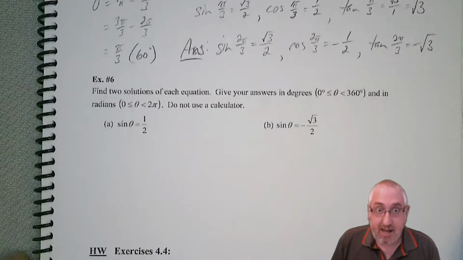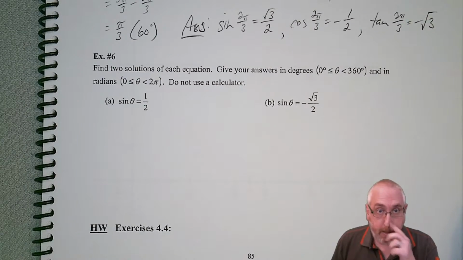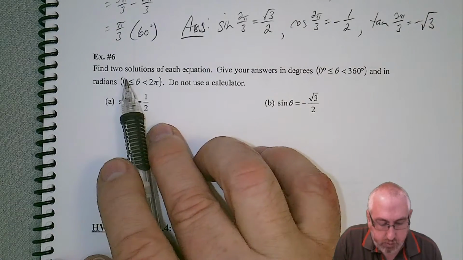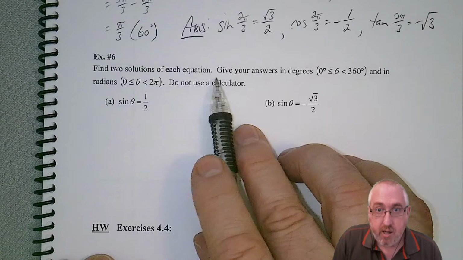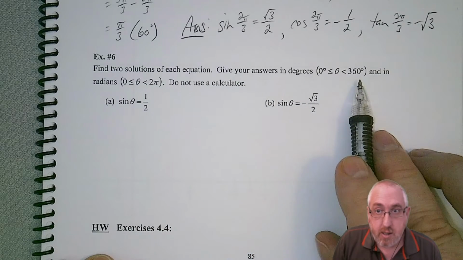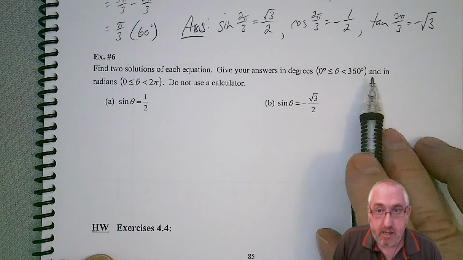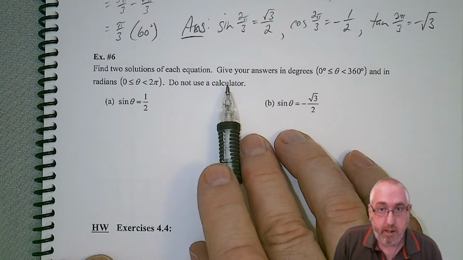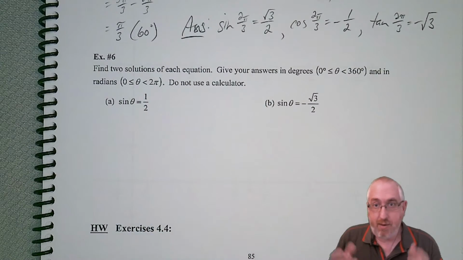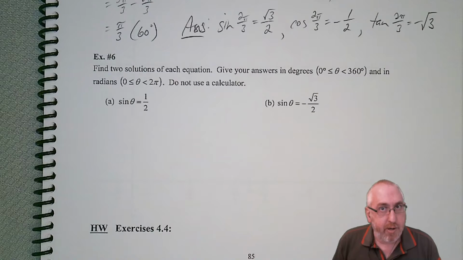All right, let's try this last one, and that'll wrap up this section. So we got, find two solutions of each equation. Give your answers in degrees, so anywhere between 0 and 360, and in radians. So do not use a calculator. So remember, we have to use our memory or use those unit circles.